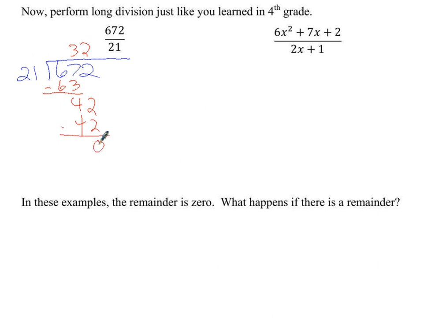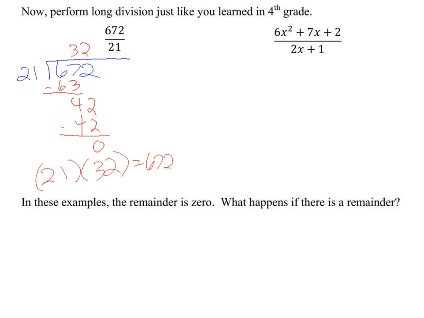So that means that 0 means what? There's no remainder. So in other words, 21 goes into 672 evenly. It goes in exactly 32 times. So that means I could take 21 times 32, and that should give me 672 if I multiply those two things back together.